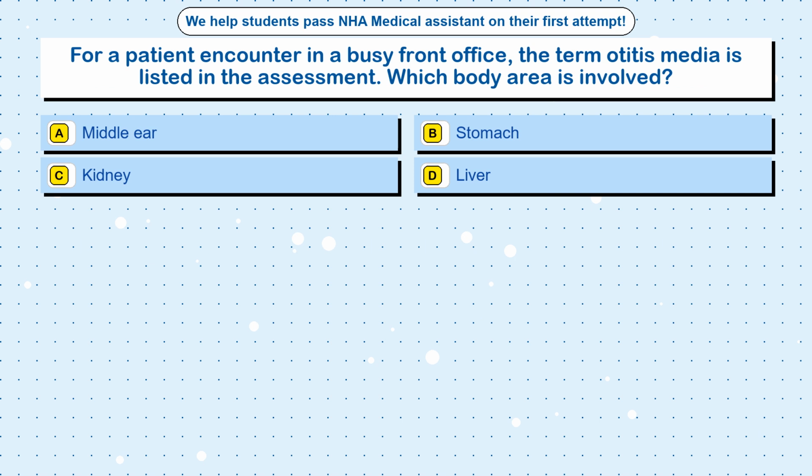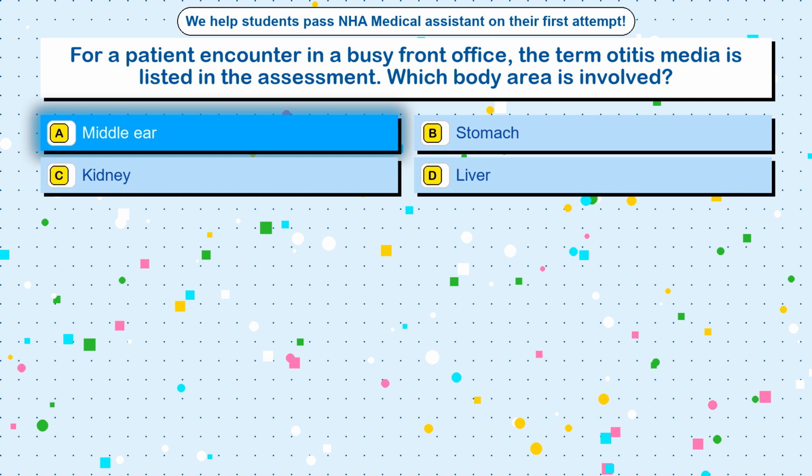Question 32. For a patient encounter in a busy front office, the term otitis media is listed in the assessment. Which body area is involved? Option A. Middle ear. Option B. Stomach. Option C. Kidney. Option D. Liver. The correct answer is option A.